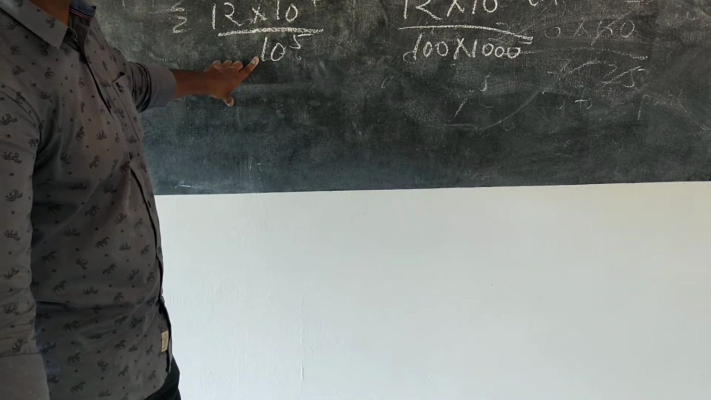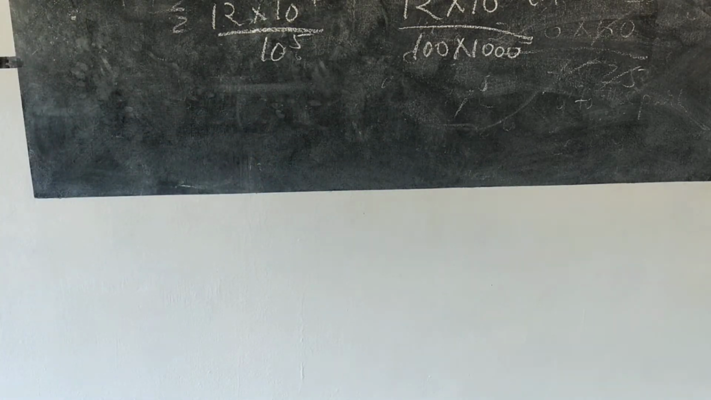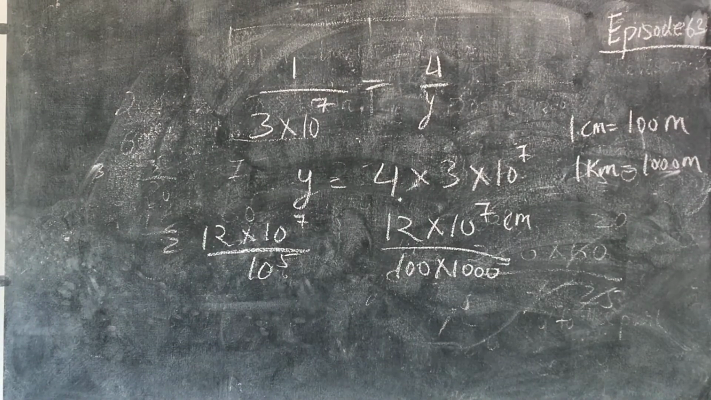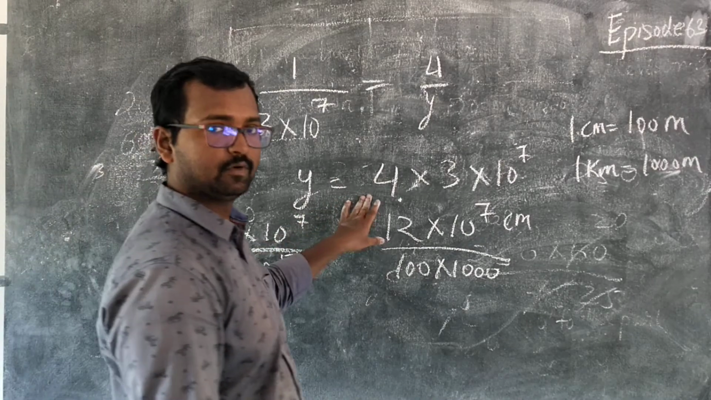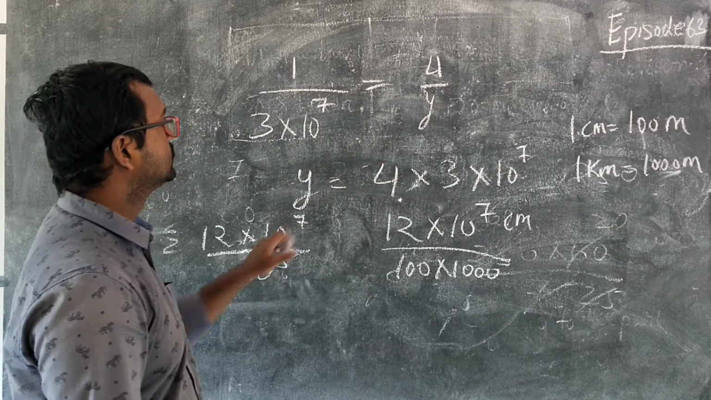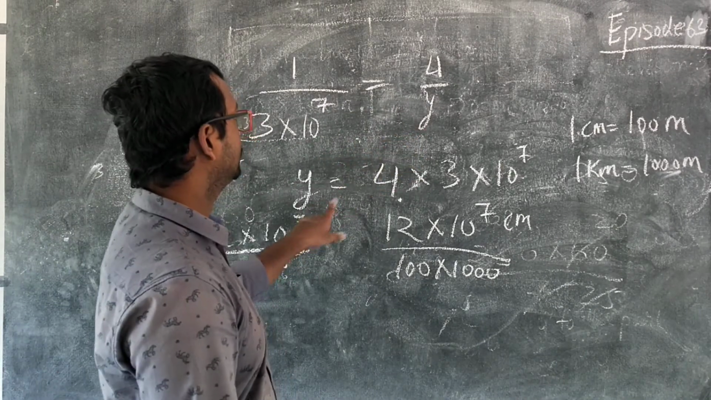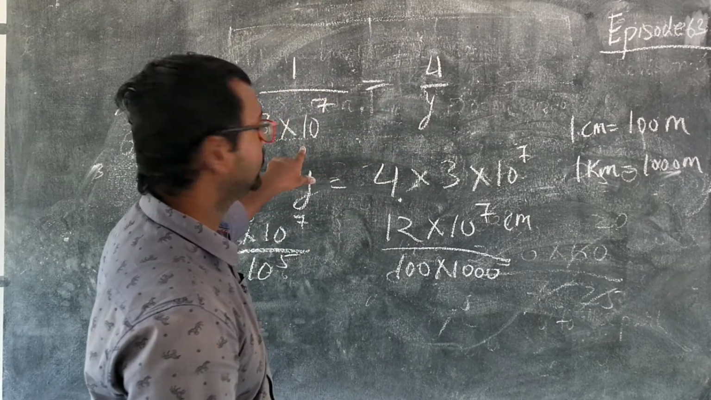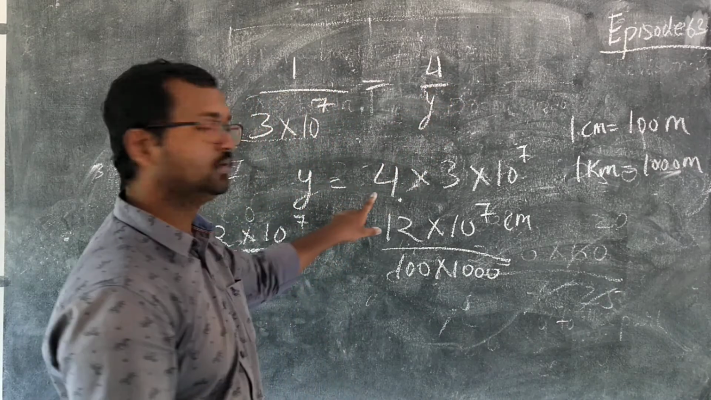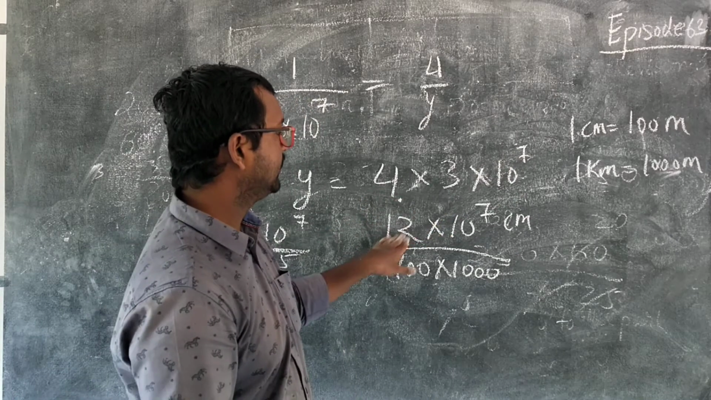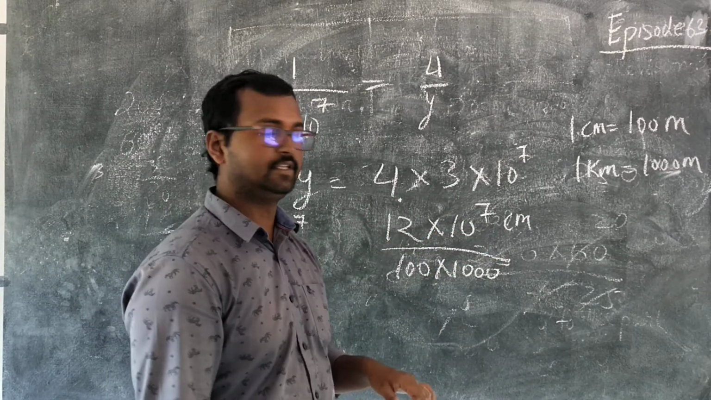In the chapter on exponents, I have explained this. Okay, let me explain this one more time. 1 by 3 into 10 power 7 is equal to 4 by y. Here we want the value of y. So we move y from here to here, and we move 3 into 10 power 7 to here. We get y equal to 4 into 3 into 10 power 7. If you multiply 4 into 3, you will get 12 into 10 power 7 centimeter.